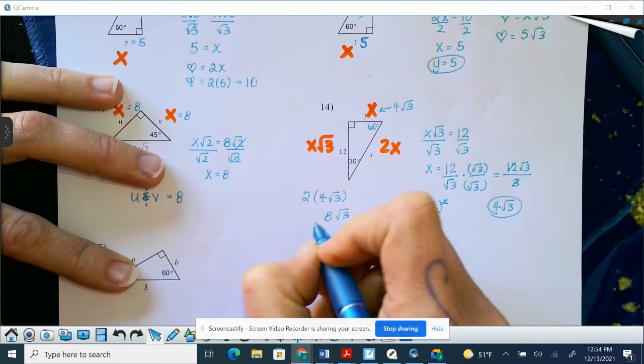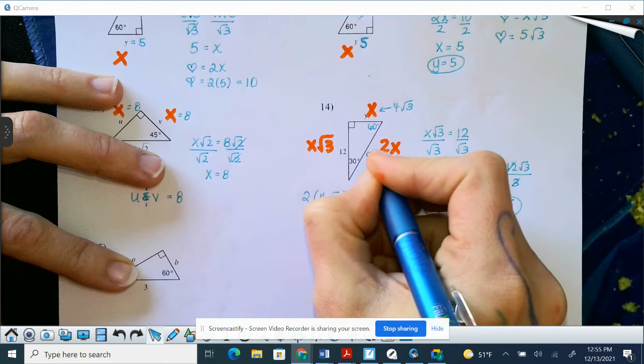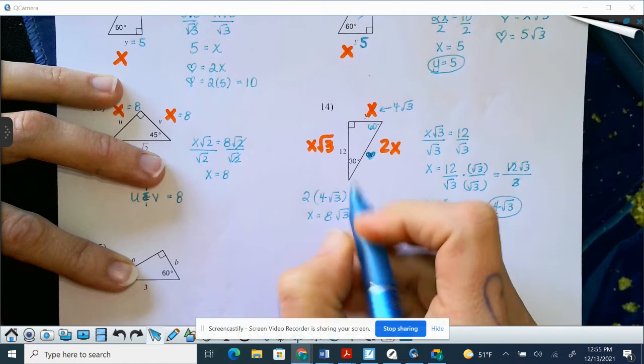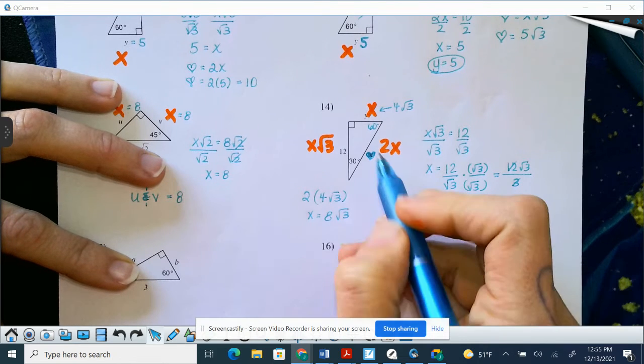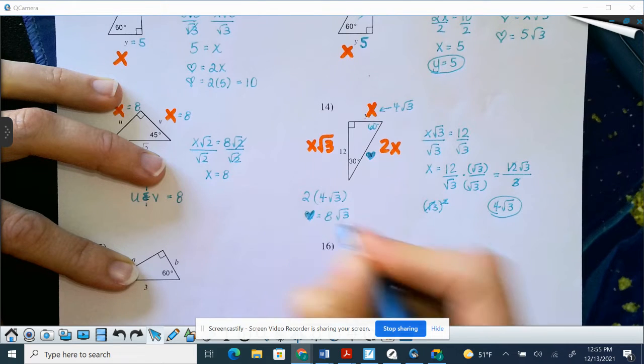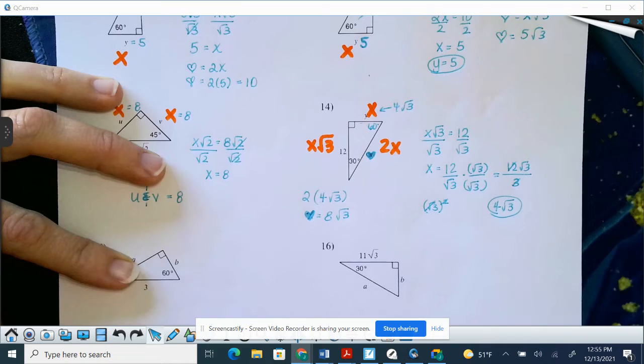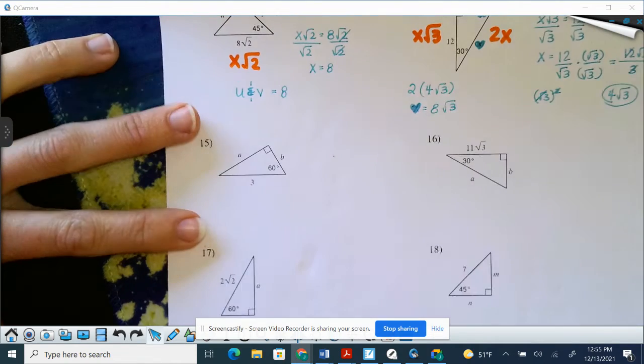So that means our x to the actual problem, like I said, this is the one I was calling heart in the last, just so we don't have to say x over and over and make it confusing. The hypotenuse is going to be 8 square roots of 3. Call it heart. And then our other leg that was missing, because we had 12, was 4 square roots of 3. All right, number 15, we have a 30, 60, 90 again.